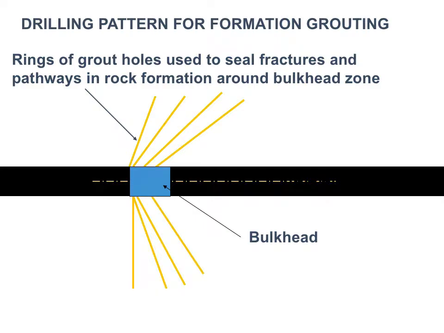So what are you talking about for grouting? This is just to elaborate on Peter's talk this morning. Basically, you can think of drilling rings of grout holes around your opening and then plugging them with the grouting material to shut off those inadvertent pathways or fractures that can go around the immediate area.